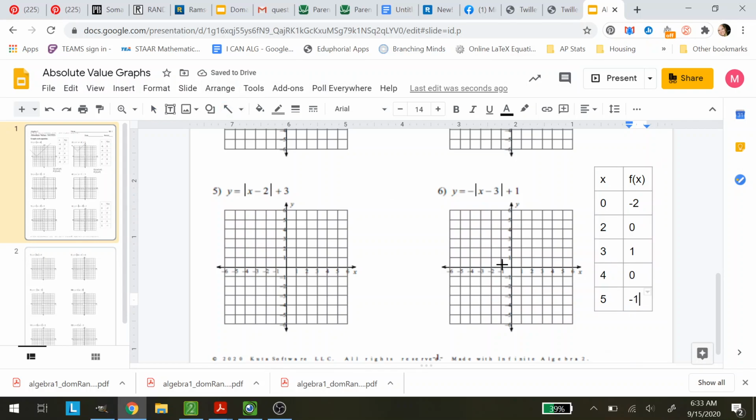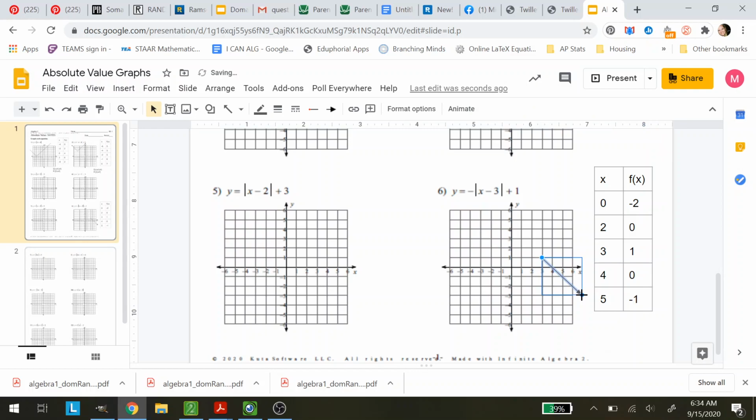Grab my arrow. This is the middle, because remember, see how it's reflecting? +3, 1. Okay, that's where I'm starting. And then when I go to 4, we're at 0. When I go to 5, we're at -1. So it needs to go through those points. Ta-da! Grab another arrow. I don't want to start from there. There we go.